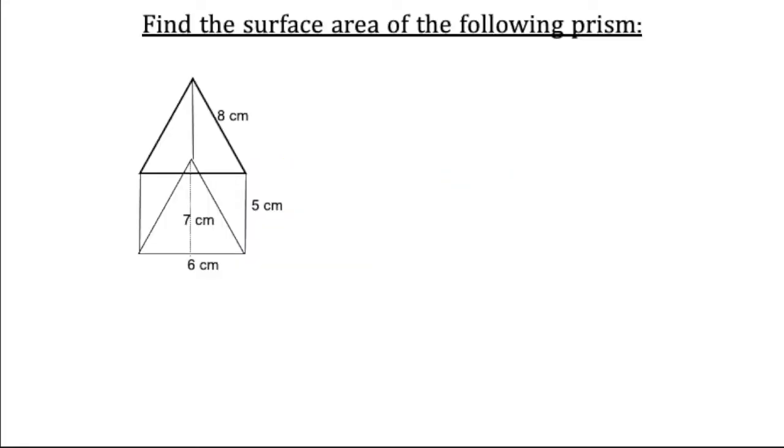Here's another example. Find the surface area of the following prism. It's got 8 centimeters running down this way, 5 centimeters here, and then 6 centimeters on the base, and then 7 centimeters height. How do you go about that? Simple, follow the 3 steps that we mentioned.